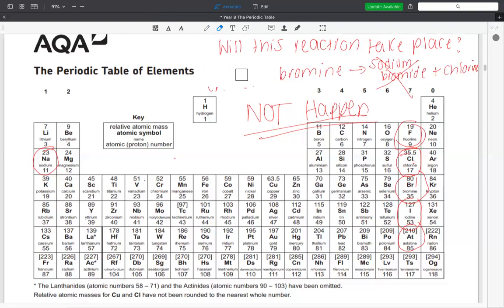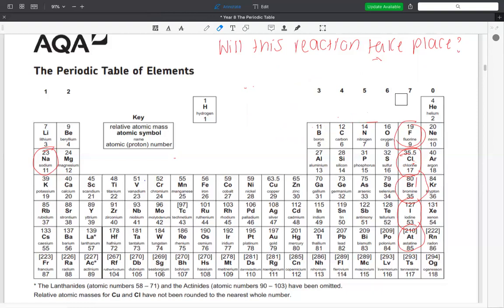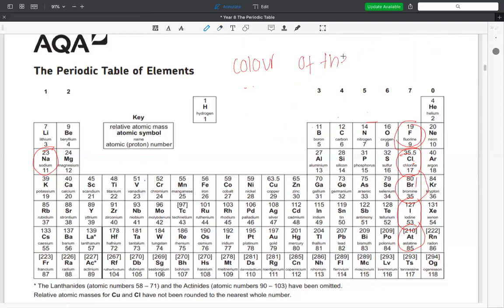Another type of question you might get, and this is the last thing I'm going to go through with you today, it might give you a reaction and it will say the colour of the solution, for example, is orange.